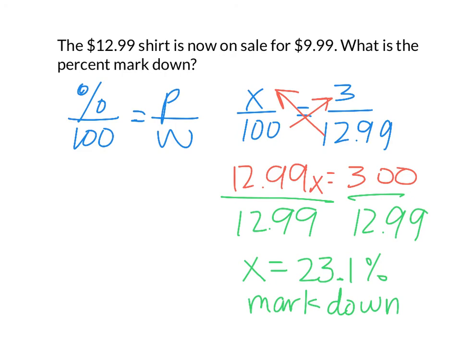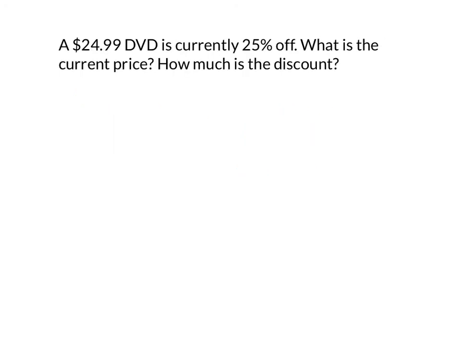Alright, one more example. Now we have a $24.99 DVD, 25% off. So what's the current price? And how much is the discount? See, what you have to do is, again, you have to be careful. 25% off. So if we just use 25% to find the current price, hopefully that won't make much sense. It'll be less than half, right? But this one asks both questions.